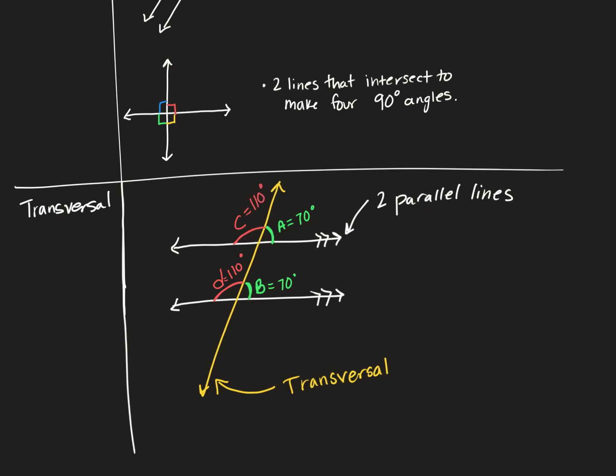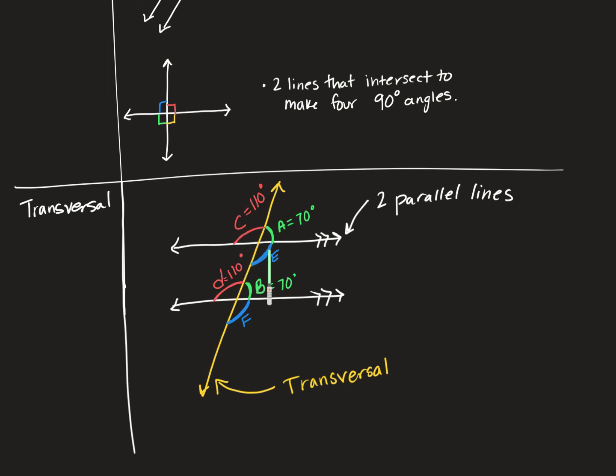Okay, now there's another set of corresponding angles. I'm going to write them in blue. Do you see this angle right here? That angle corresponds to this angle. And do you notice that C is vertical to this blue angle that I forgot to label? I'm going to label it E and F. So angle E is vertical to angle C.